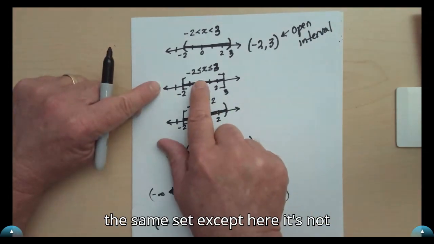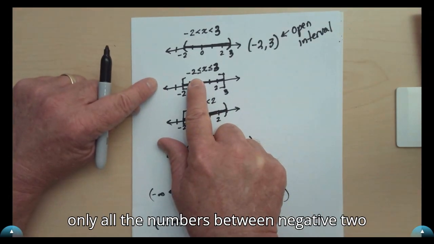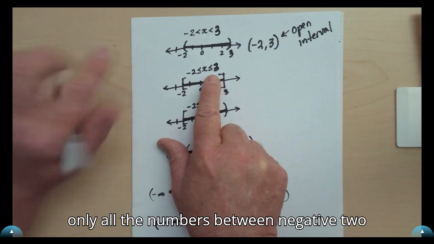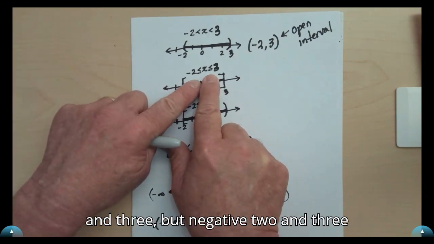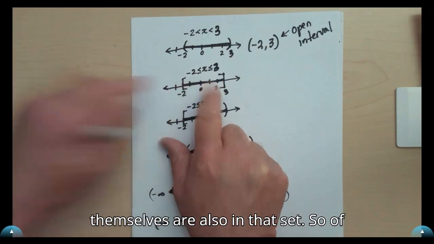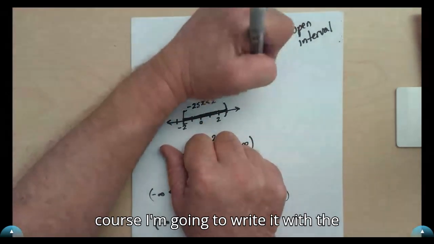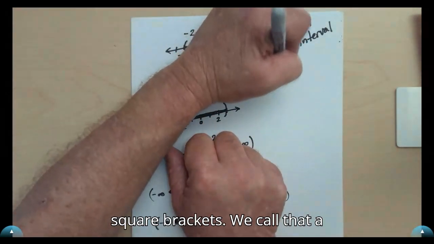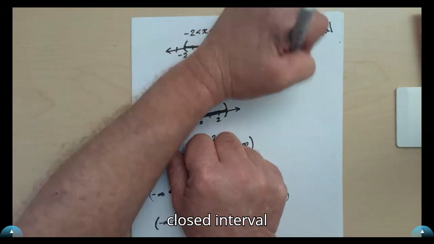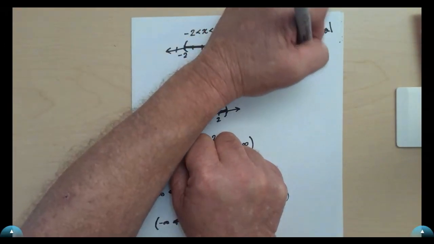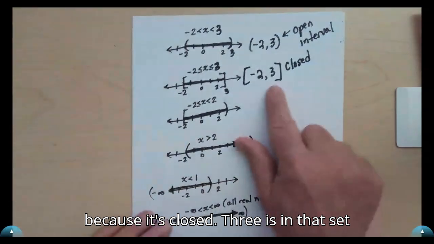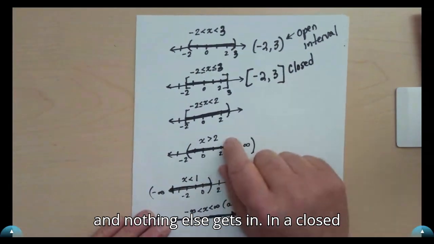Here we've got the same set, except here it's not only all the numbers between -2 and 3, but -2 and 3 themselves are also in that set. So of course I'm going to write it with the square brackets. We call that a closed interval because it's closed. 3 is in that set and nothing else gets in.